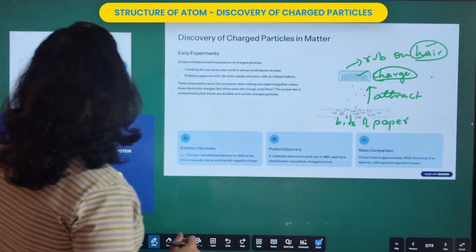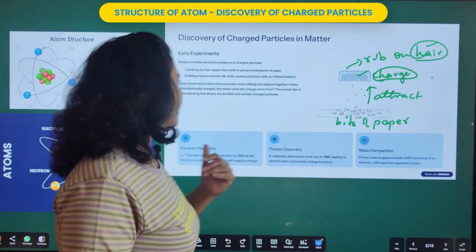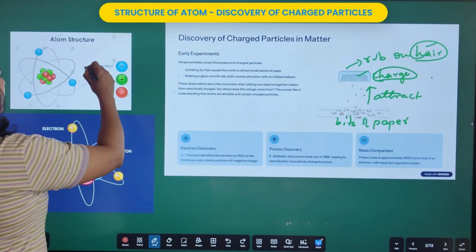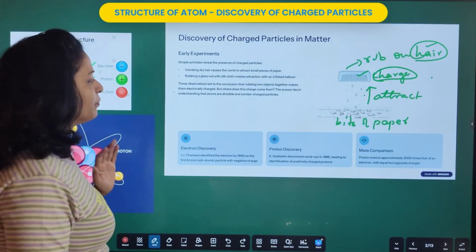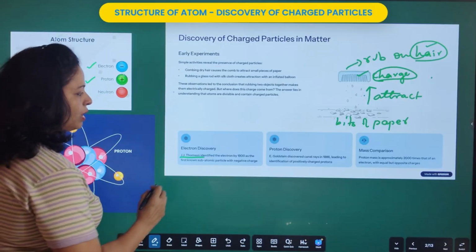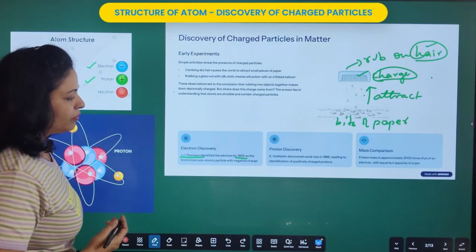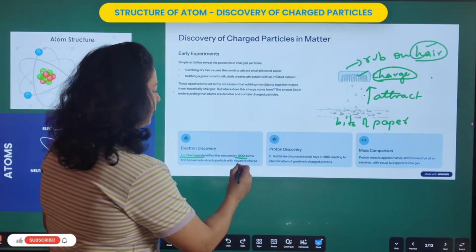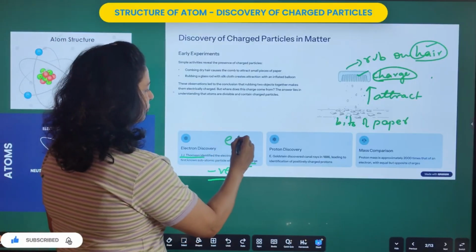Okay, now what are these charged particles? Slowly these charged particles were discovered by different scientists. These charged particles were electrons and protons. The neutron was discovered later. The electron was discovered by J.J. Thomson in 1900 as a subatomic particle with negative charge. So the electron has a negative charge.